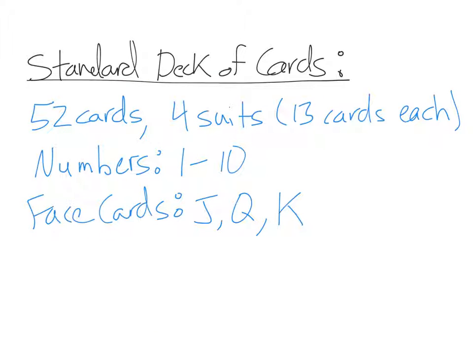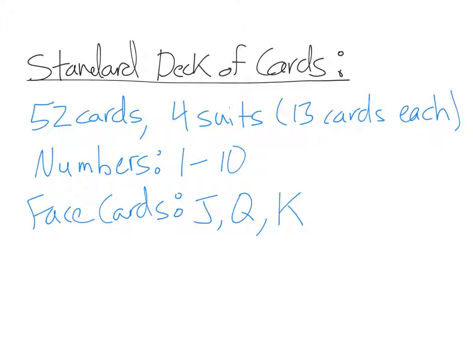Alright, a lot of probability problems revolve around decks of cards. So I want to remind you that a standard deck of cards has 52 cards in it. There are 4 suits. These are the hearts, diamonds, clubs, and spades. And in the suits there are 13 cards each. So those 13 cards, you have the numbers that are 1 to 10.